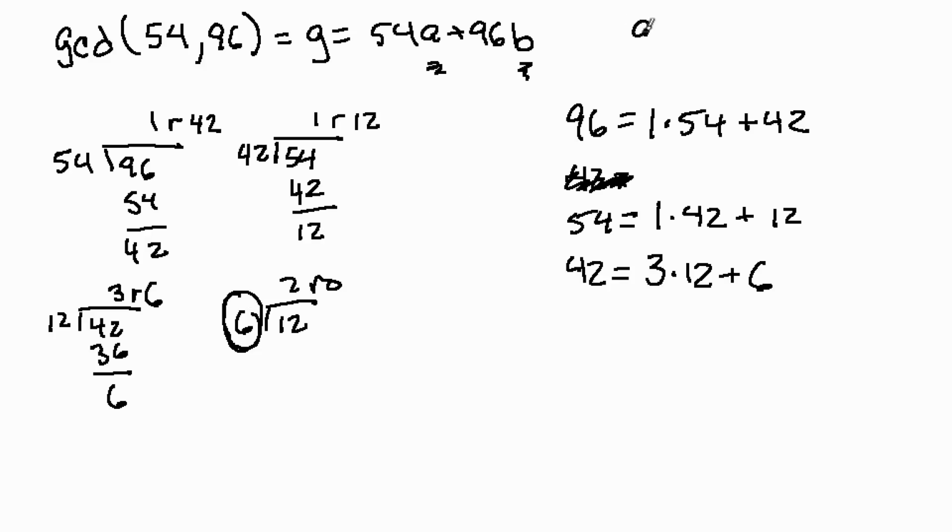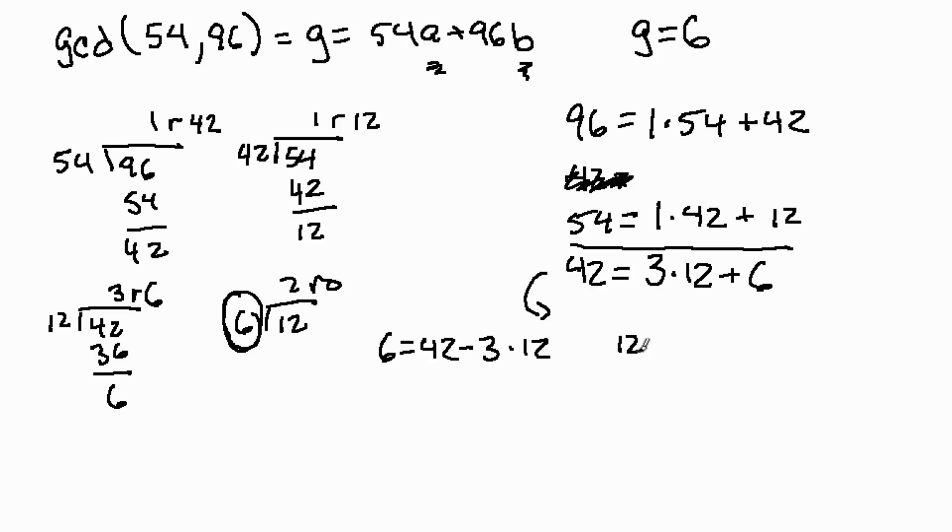So g is equal to 6. The greatest common divisor of 54 and 96 is 6. Now I want to find the numbers a and b. And I come over here, and this last line right here says to me, I'm going to move it over here, because I know I'm going to need room, that 6 is equal to 42 minus 3 times 12. And I come up to this line right here, and this tells me that 12 is equal to 54 minus 1 times 42.